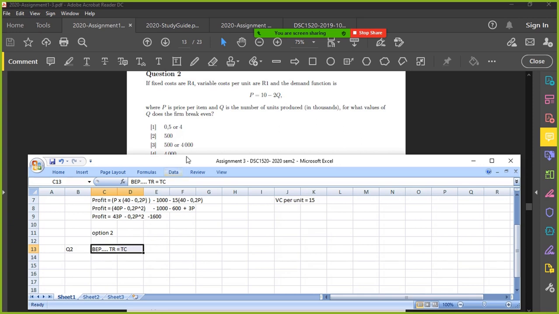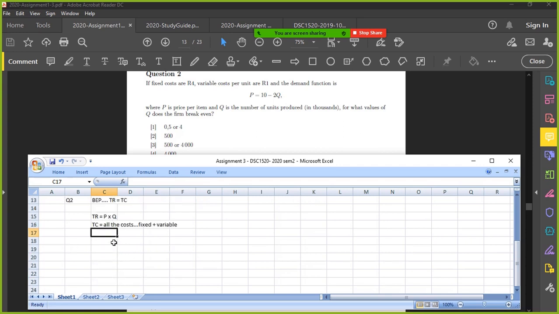That's the break-even point. In this question, they gave you the price, they gave you the quantity. So to work out the revenue, total revenue is price times quantity. Total cost equals all the costs, fixed and variable. So let's make them equal because I'm working at a point of equilibrium. So TR would equal TC. Total cost is equal to total revenue.